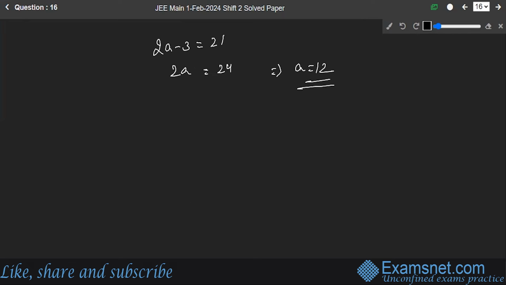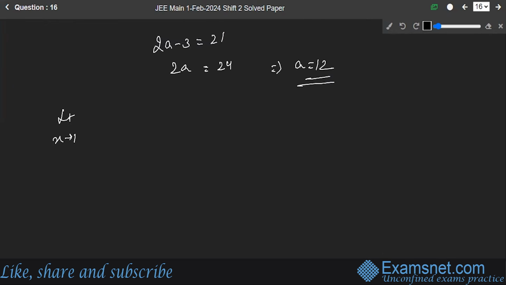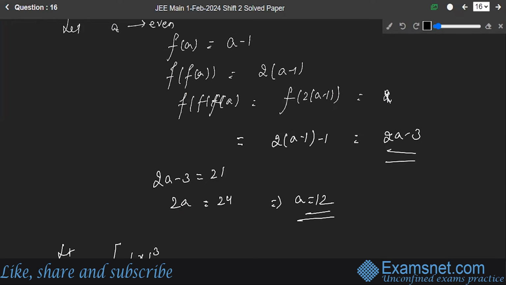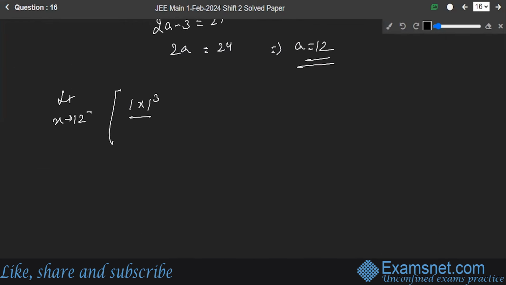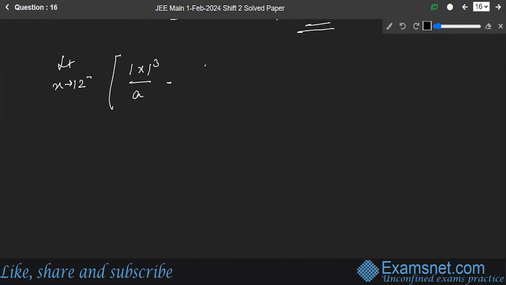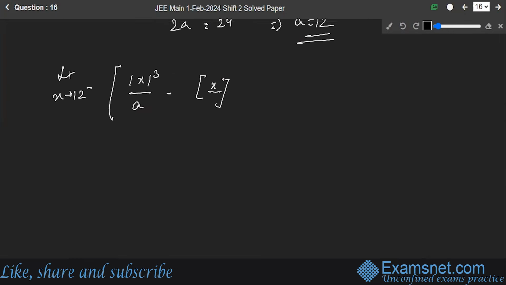Now, the limit that you have to find out. Limit x approaching a minus. So let's fill in the values of a wherever they are. 12 minus, this will be modulus of x cube upon a, greatest integer of x upon a, this whole thing, which is 12.